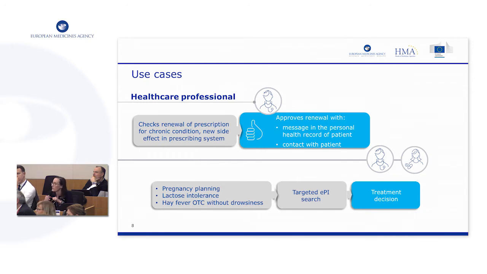And healthcare professionals in combination with patients, of course, can do many searches, and I've mentioned just 3 here, but when we start thinking about this, we can think of innumerable use cases or examples. The context perhaps of a patient planning a pregnancy, a patient who has a certain intolerance, or for OTC medicines, where it has been mentioned that the interaction with the healthcare professional is different. It would be possible to do targeted searches of the electronic product information and then, together with consultation from the healthcare professional, make an informed treatment decision.